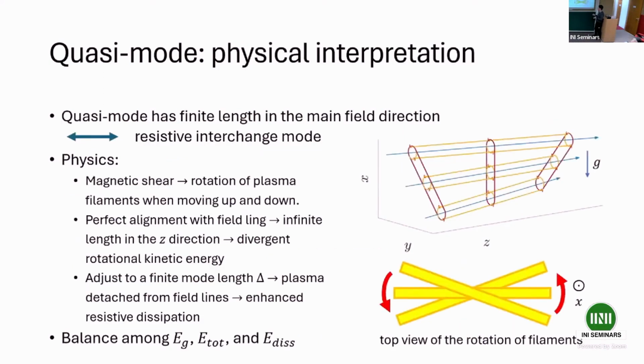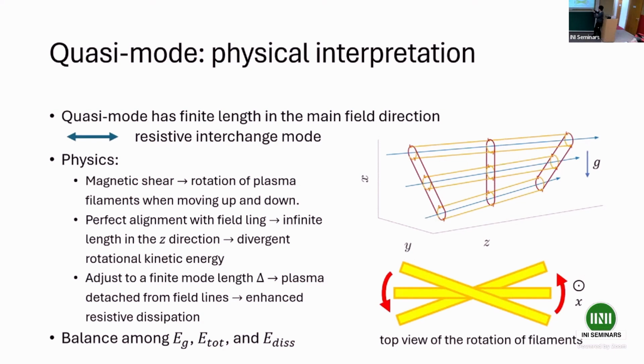I can explain it with algebra, but I can also explain it in a more physical way. When there is a magnetic shear, and the plasma filaments are denoted by the yellow columns in this picture, as the plasma filaments move up or down, in order to keep alignment with the magnetic field, they need to rotate as they move up and down.